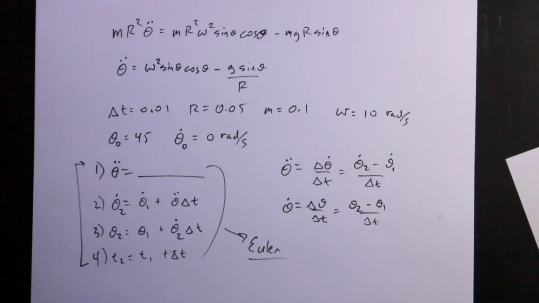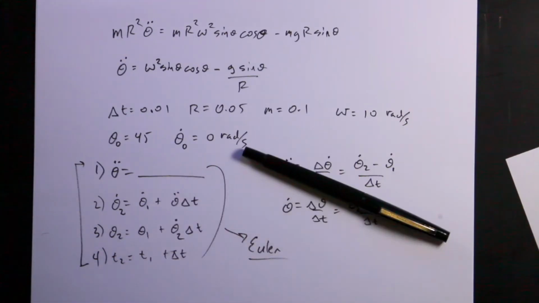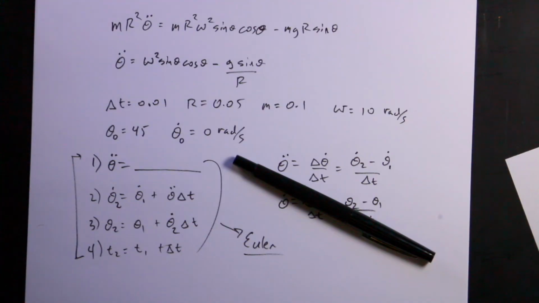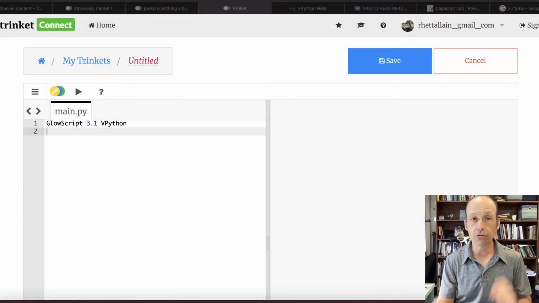Okay, so let's jump over to, I'm going to do this in Python. You don't have to do this in Python. You could do it on paper. You could do it in a spreadsheet. You could do it in C++. You could use Java. You could use Fortran. I like Python. Okay, so I have a nice version of Python online that I can use. Let's switch over to that. Okay, so this is trinket.io.